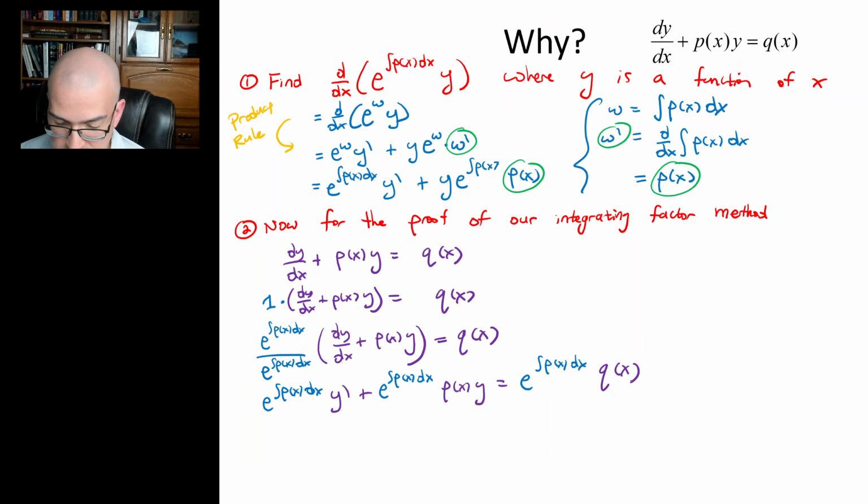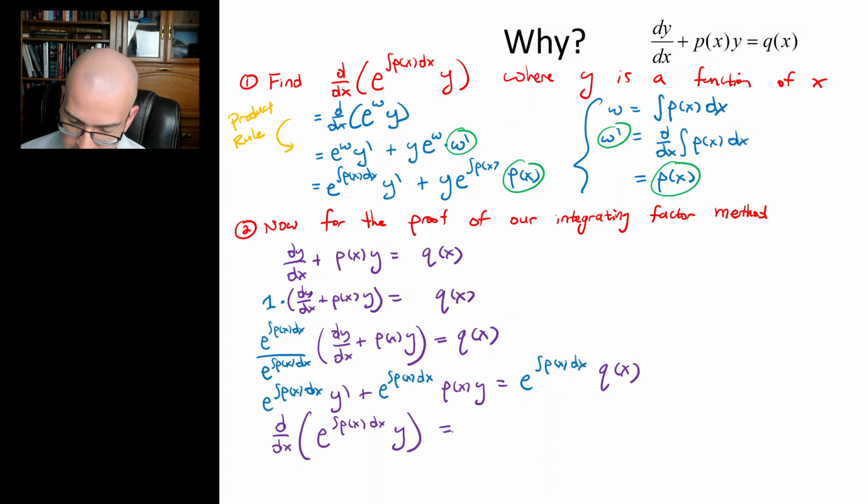Now what is that statement on the left-hand side? That statement on the left-hand side is the derivative of e to the integral of p of x times y. Compare the final answer we got in step 1 up above in blue with what we have on the left-hand side in purple. I guess purple and blue, but mostly purple. So this is d by dx of e to the integral of p of x dx times y is equal to e to the integral of p of x dx times q of x.